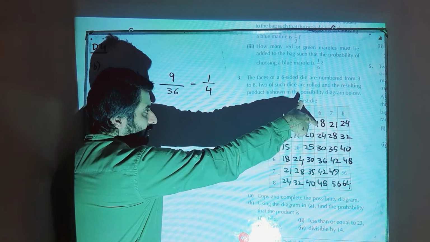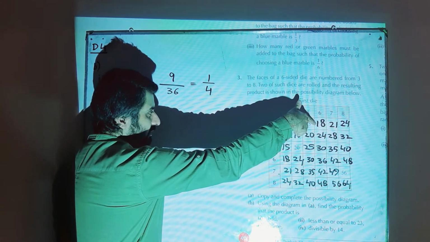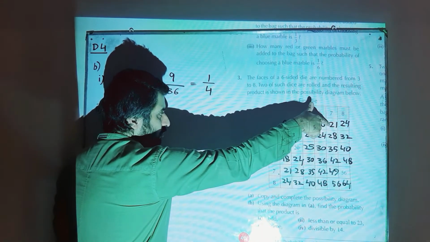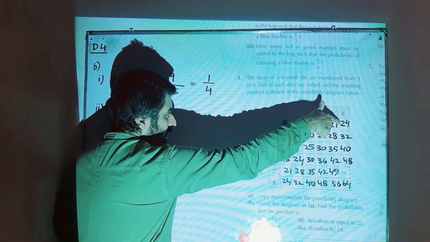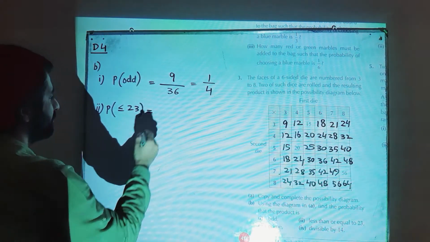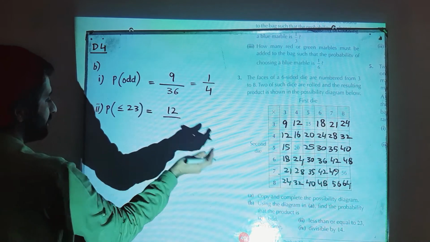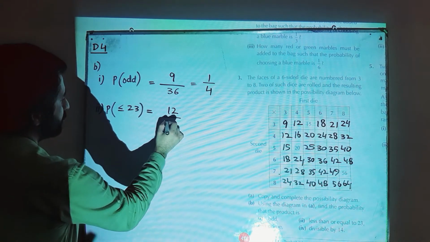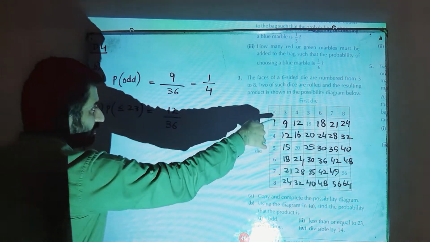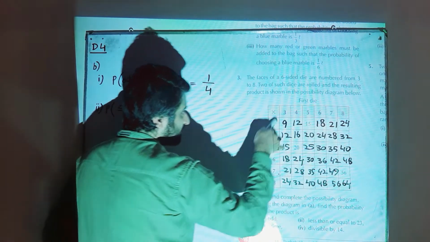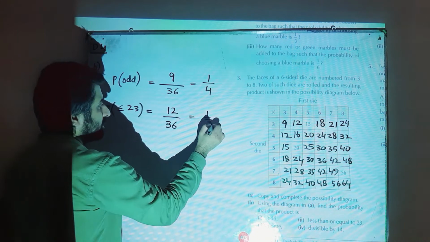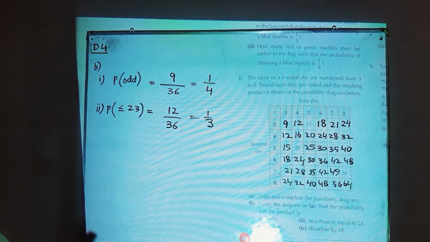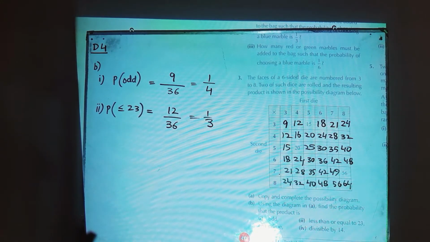Okay, I'm very careful right now. 11, 12. Okay, if I'm not wrong, we have 12 numbers that are less than or equal to 23, out of total outcomes, these are total possibilities, so that is 1 by 3. 12 1 time 12, 12 3 times 36. 1 by 3 is the answer for this one.